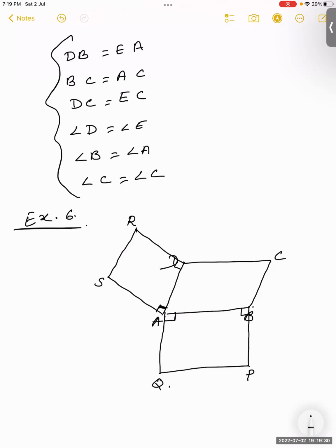RDSA and ABQP are squares, yes. So these two are squares, so all the angles in these two are 90. But they are not specifically saying R is 90, S is 90, Q is 90, P is 90. Maybe that is not required for our problem, that is why they are not mentioning. But if you ask me, every vertex of a square is actually 90 degrees.